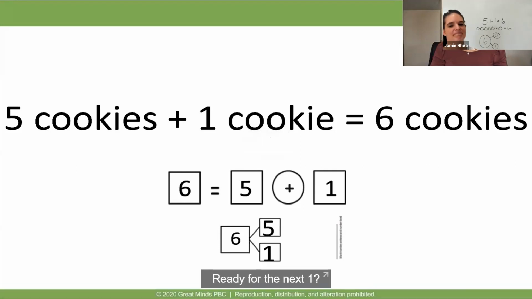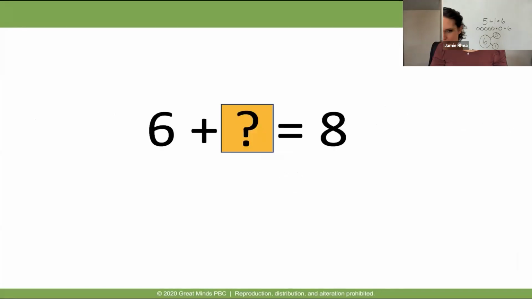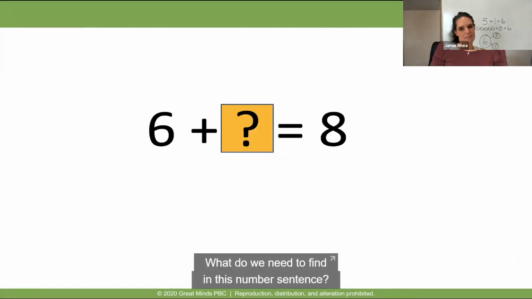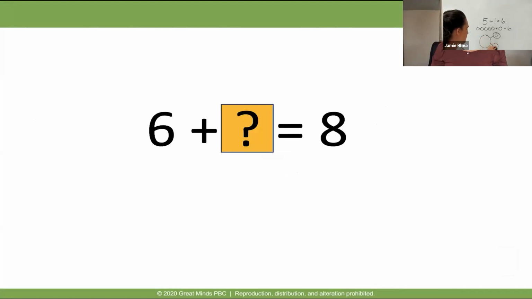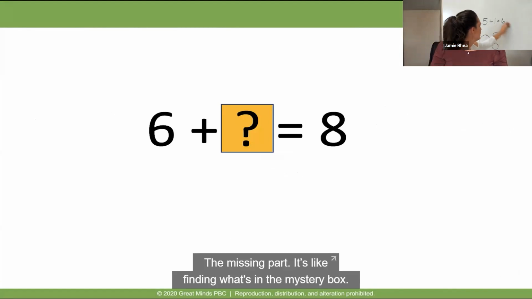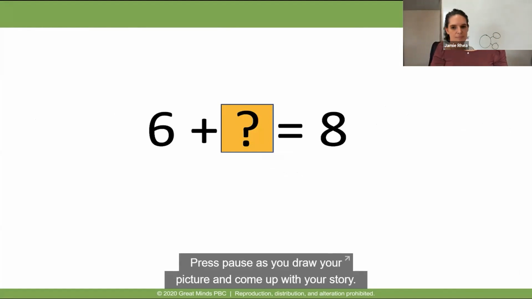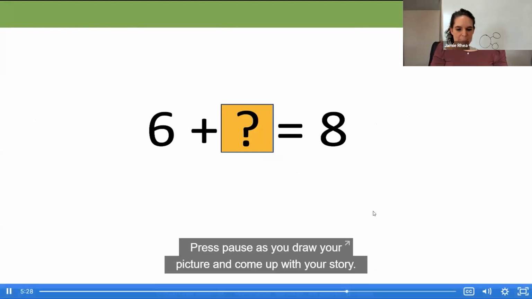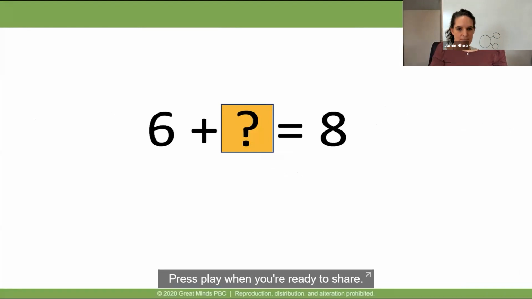Ready for the next one? What do we need to find in this number sentence? The missing part. It's like finding what's in the mystery. Press pause as you draw your picture and come up with your story. Press play when you're ready to share. Okay, so now it's your turn to come up with a story using 6 plus something, because we don't know how many, equals 8. Okay, so I'm going to fill mine in. If you want to keep going and work on your own story, that's perfectly fine. If you want to listen to my story, you can do that too.